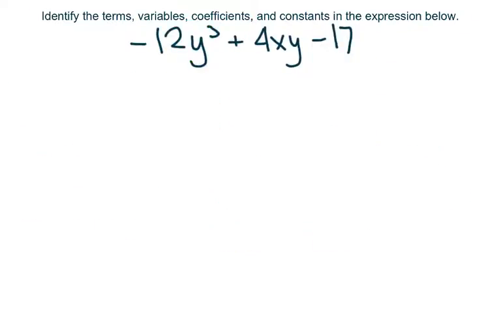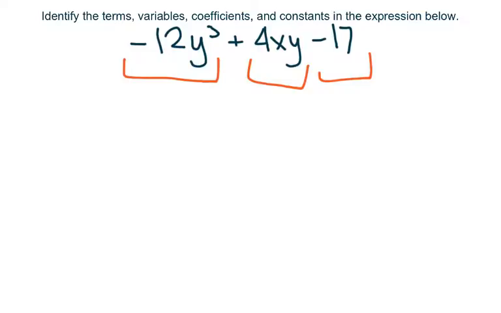Let's try one more example. We'll identify our terms first. In this case over here, our expression is negative 12y cubed plus 4xy minus 17. Our terms are negative 12y cubed, 4xy, and negative 17.